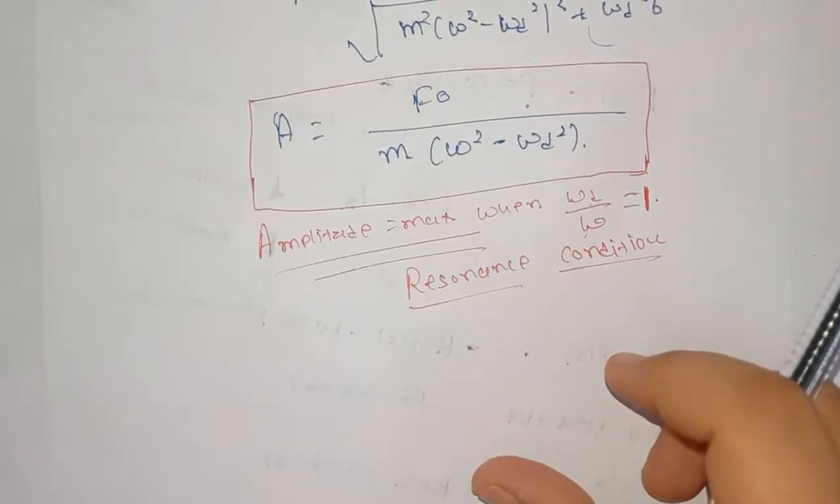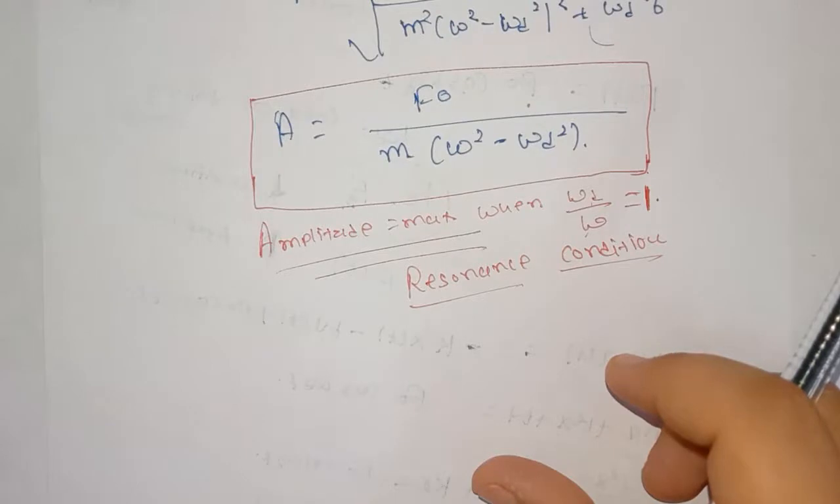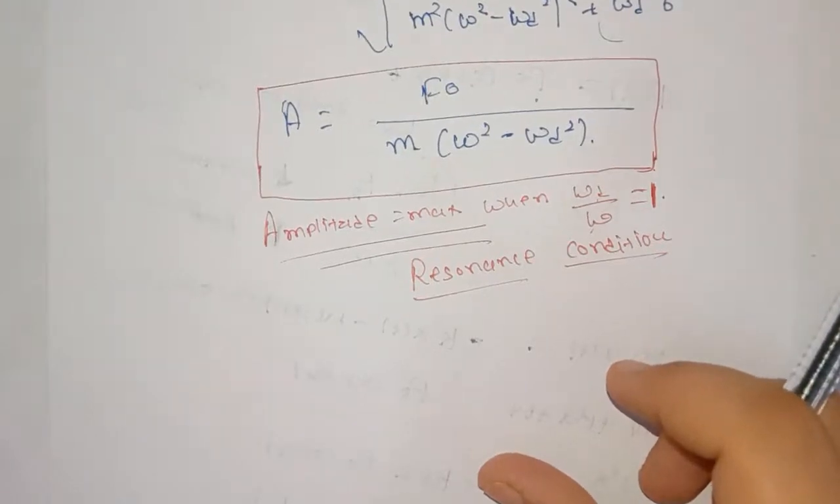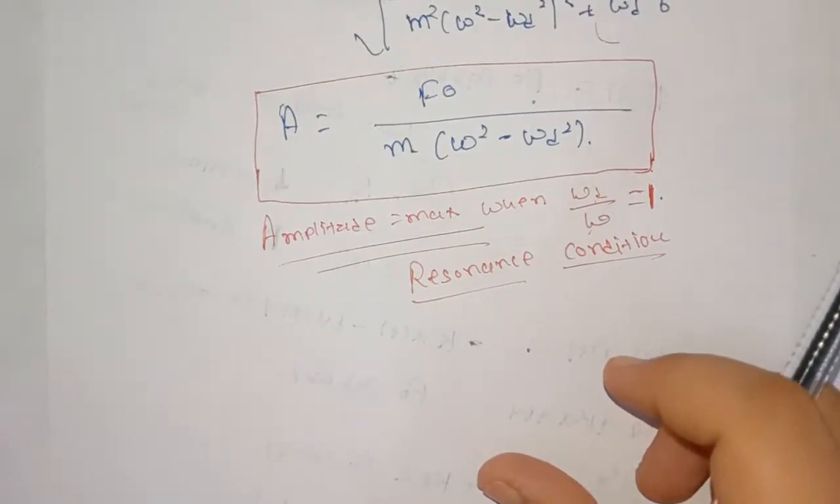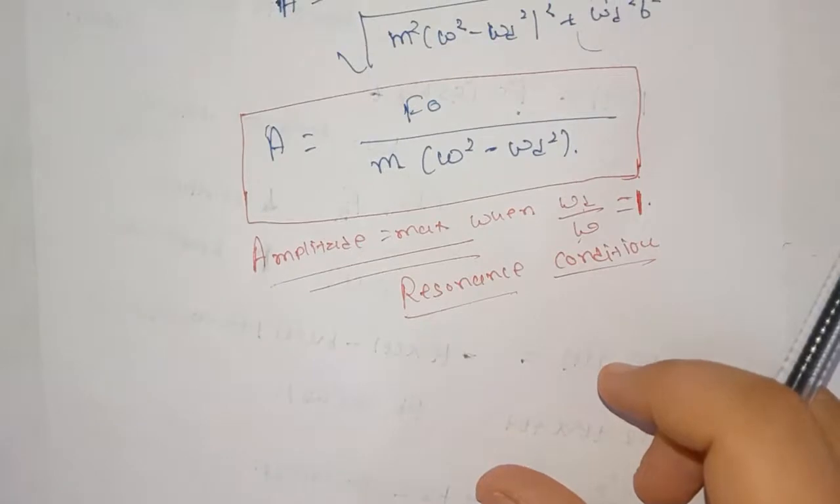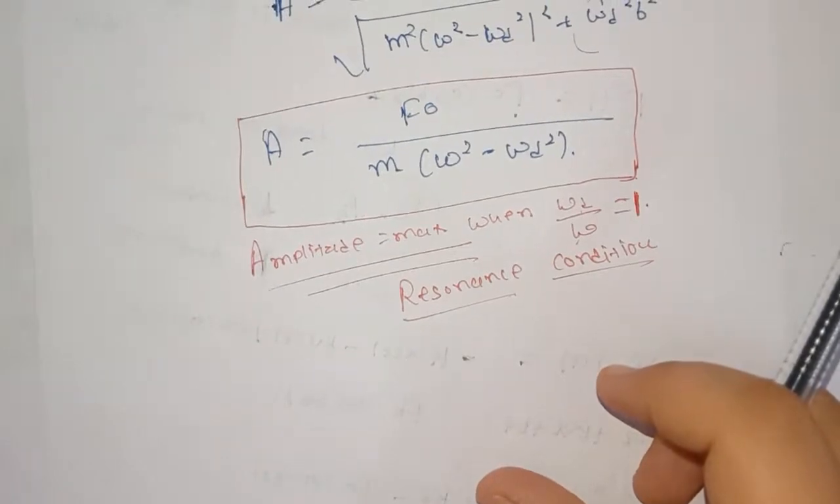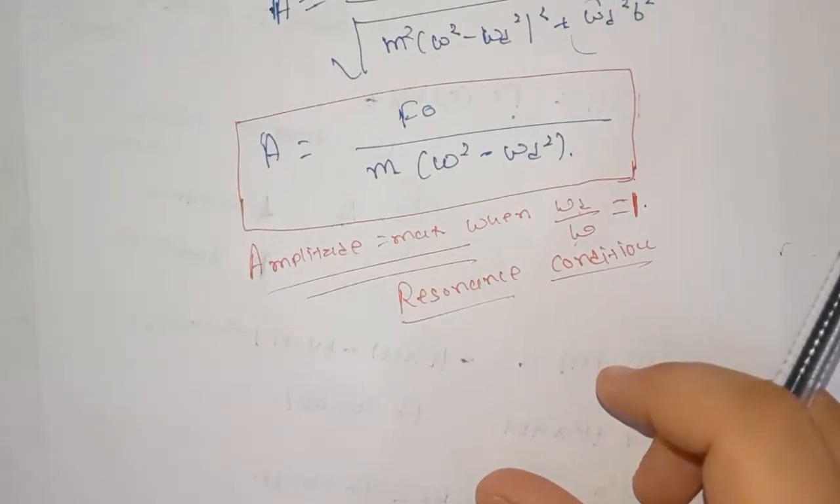But this is the ideal case. For example, in the swing, when the timing of our push matches exactly with the time period of the swing, we can get the maximum amplitude. But this is not infinity, as there is always some damping.